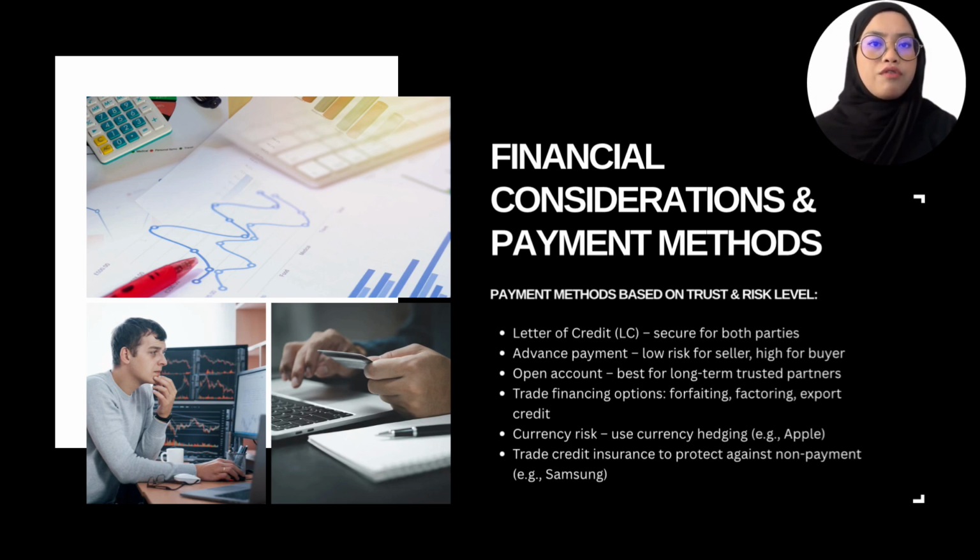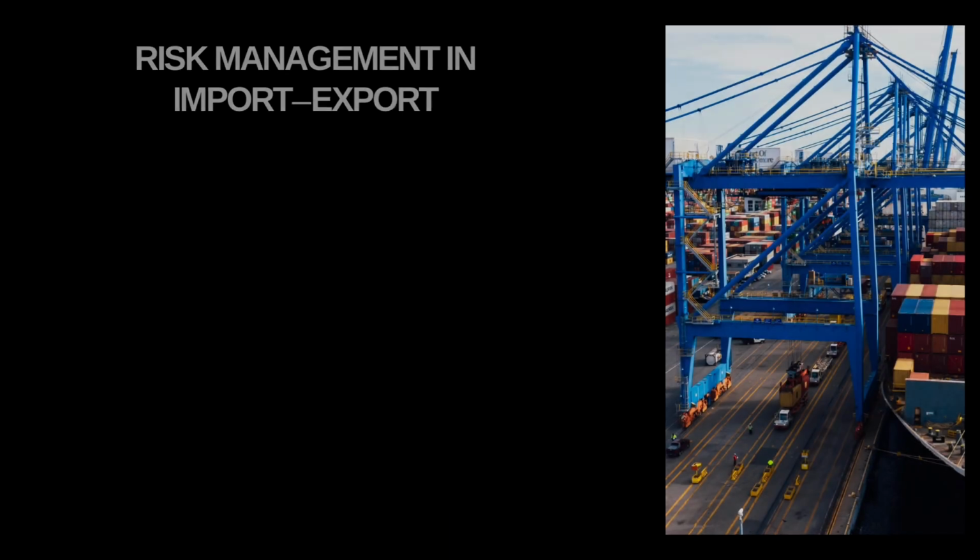So for trade financing such as forfaiting, factoring, and export credit, support exporters with cash flow, and companies also manage currency risk through hedging and protect themselves from non-payment with trade credit insurance, like Samsung does with its smaller distributors. So let's move to the next part.